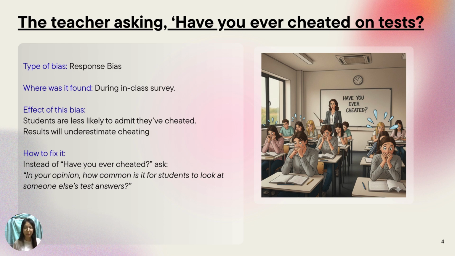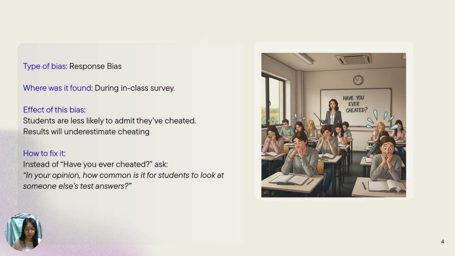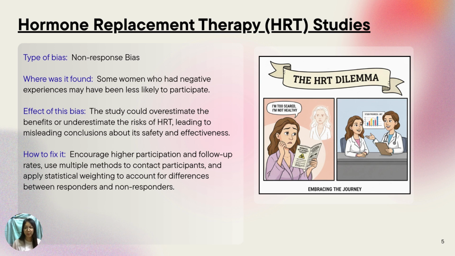To move on, we have hormone replacement therapy, HRT studies. This is a type of non-response bias. Certain groups may not respond to surveys or participate in studies, skewing results. So where was it found? In studies investigating HRT's effect on postmenopausal women, some women who had negative experiences or health issues may have been less likely to participate or complete follow-up.